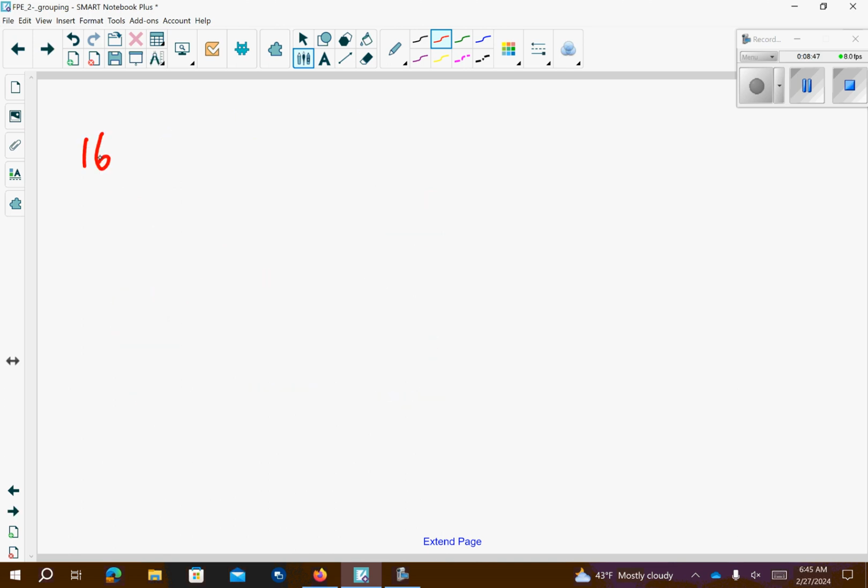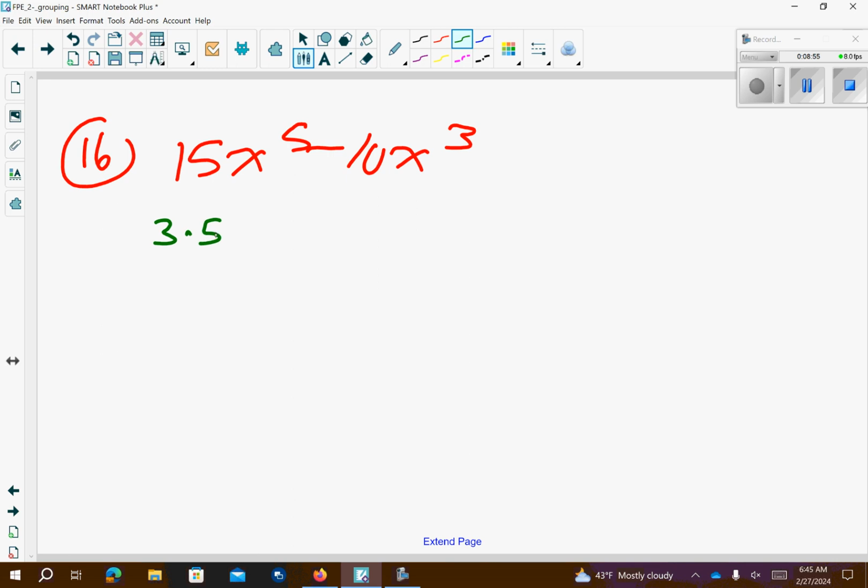Number 16, I have 15x to the 5th minus 10x to the 3rd. Let's break 15 down. 15 breaks down to 3 times 5. And then I have 1, 2, 3, 4, 5 x's because it's x to the 5th. Minus 10 breaks down to 2 times 5. And then I have x to the 3rd, so I have 1, 2, 3. Let's see what we have in common between them. I have a 5 in common.